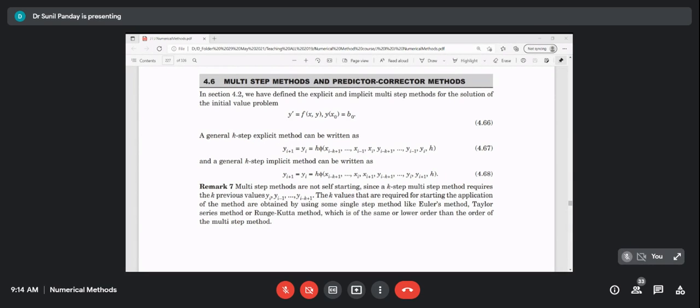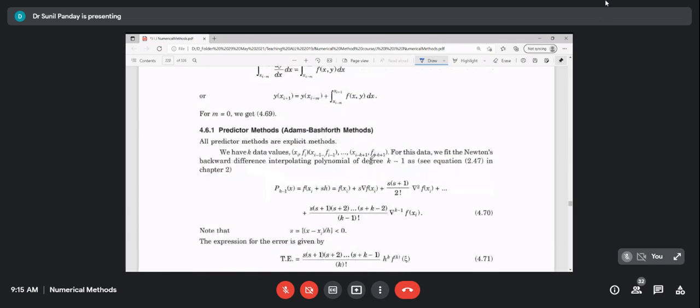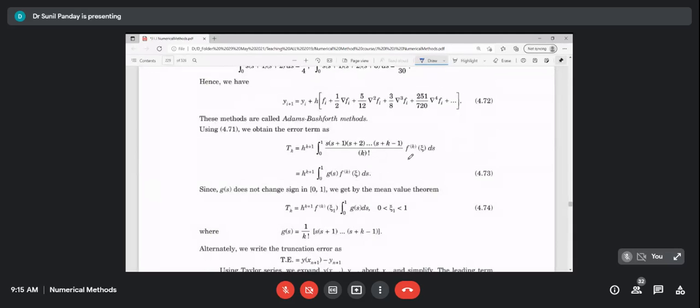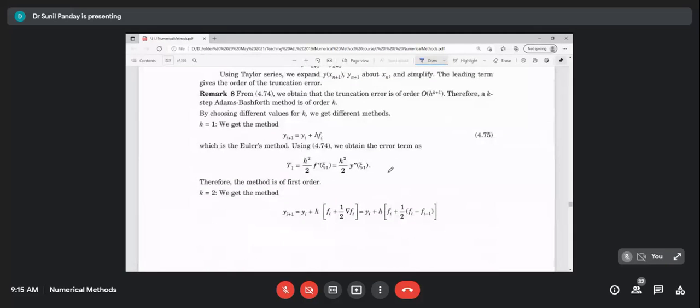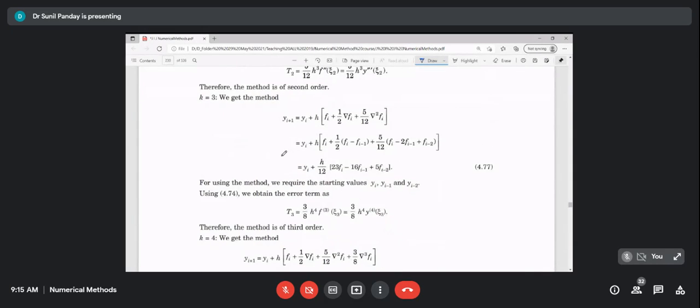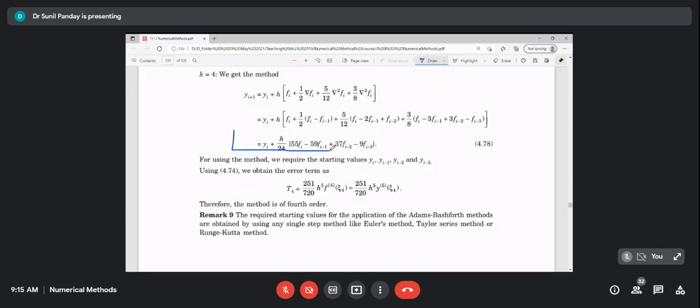So here, if you remember yesterday's class, we were discussing this multi-step method, and in the multi-step method we discussed this predictor method, and that one is actually our Adams-Bashforth method. In this, generally we consider the third and fourth order methods, or remember them, when we have problems. We use the third order Adams-Bashforth method, this one, and the fourth order, this one.